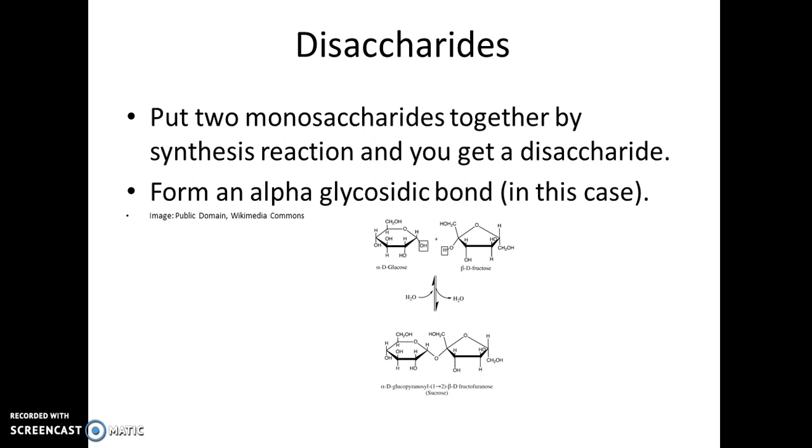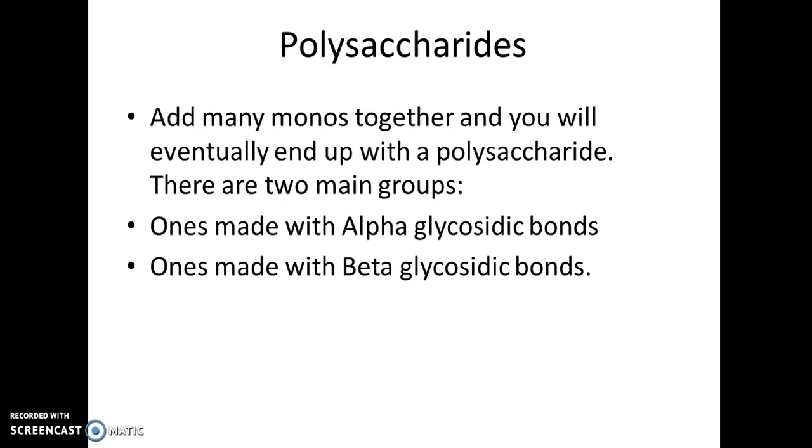Now the bond that is formed, the bond down here, is called a glycosidic bond. So bonds between any of the monomers has a special name. It just so happens that in saccharides or carbohydrates, the bond is called a glycosidic bond. And specifically, it's an alpha glycosidic bond because we can digest it because it's formed from two alpha molecules. So we add many monosaccharides together through synthesis reaction. We will form a polysaccharide.